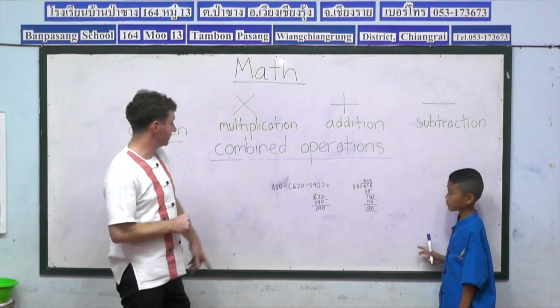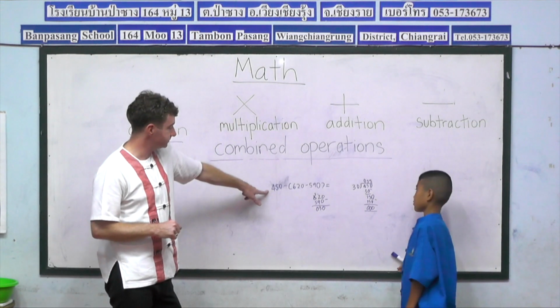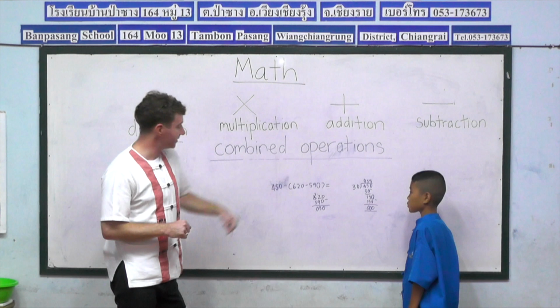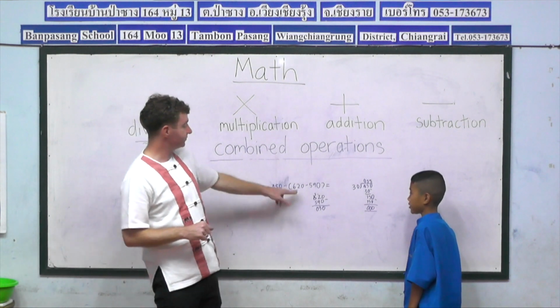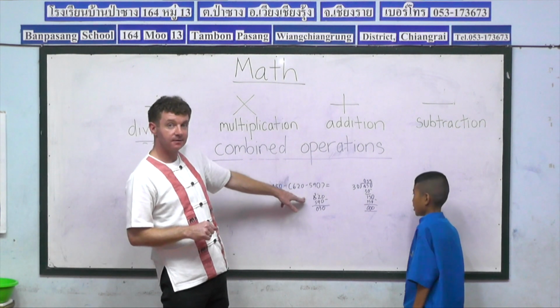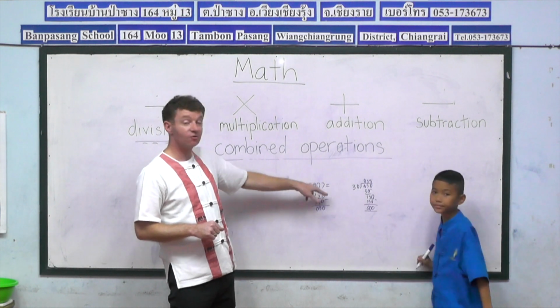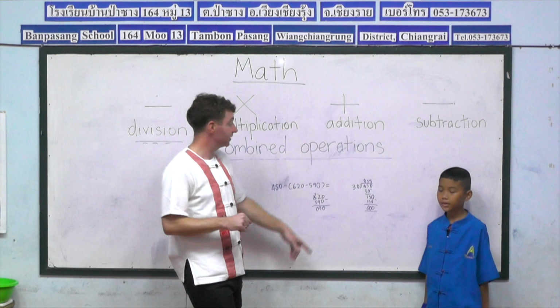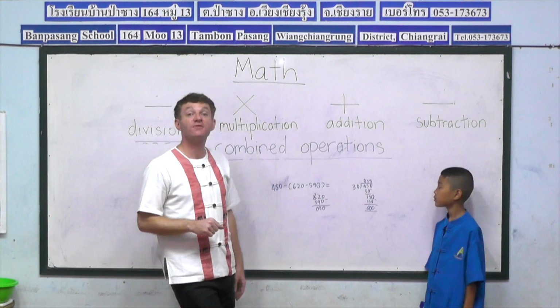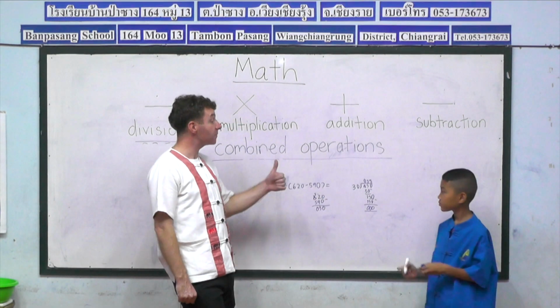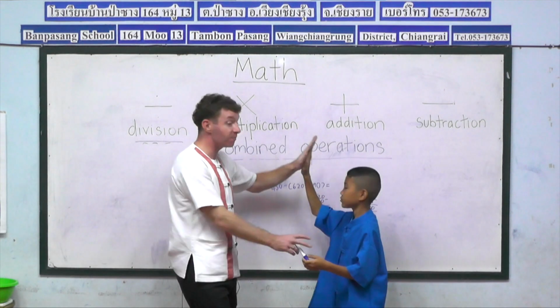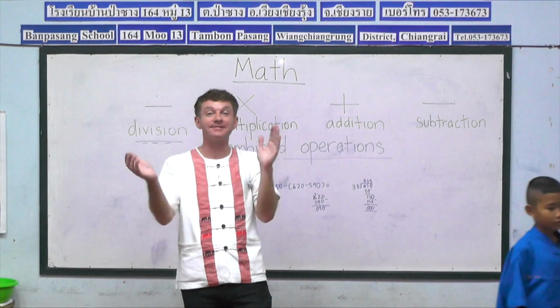So we can say 450 divided by 620 minus 590 equals 15. Bangpon, that was excellent. High five and a big round of applause for Bangpon, please, guys.